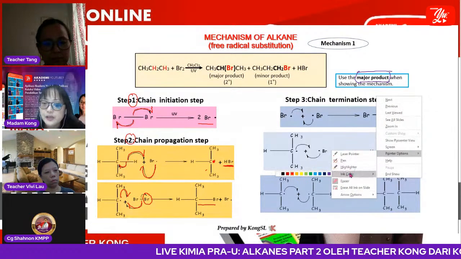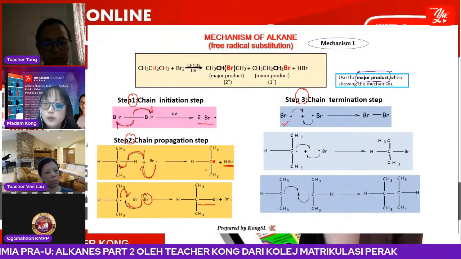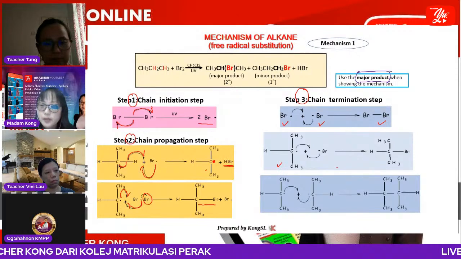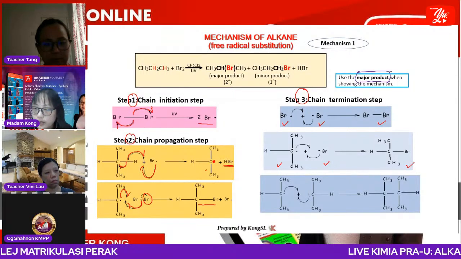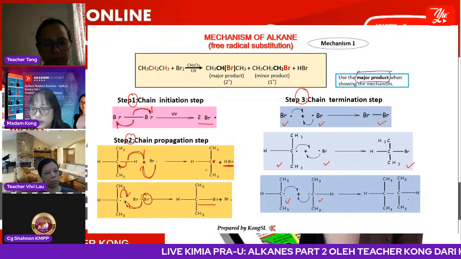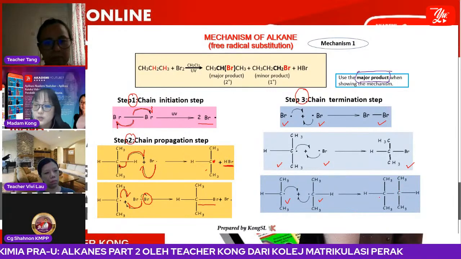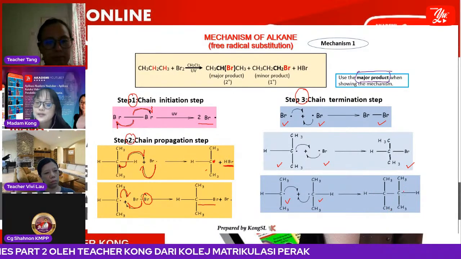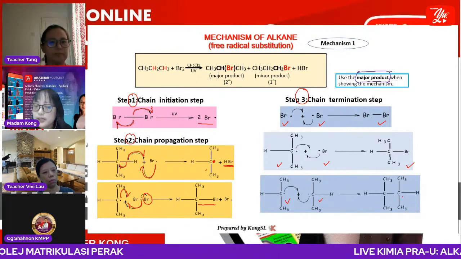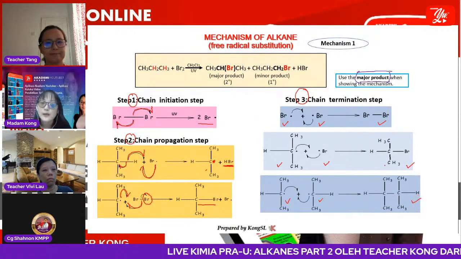Okay, step three, right? For step three, the termination step, when bromine free radical meets bromine free radical to form bromine molecule, or propyl free radical meets bromine free radical to form the haloalkane, or the propyl free radical meets the propyl free radical to form, okay, so this is 1, 2, 3, 4, butane. 1, 2, right? 2,2-dimethyl butane, isn't it? To form the 2,2-dimethyl butane, and then this is the ending of the free radical story. Yeah, so that's why there are three equations.